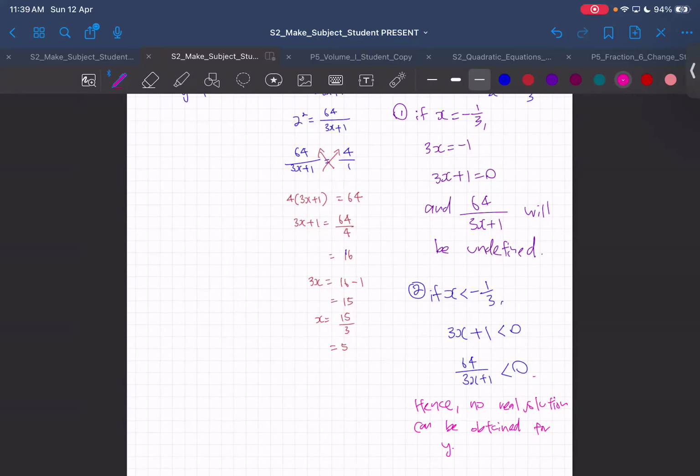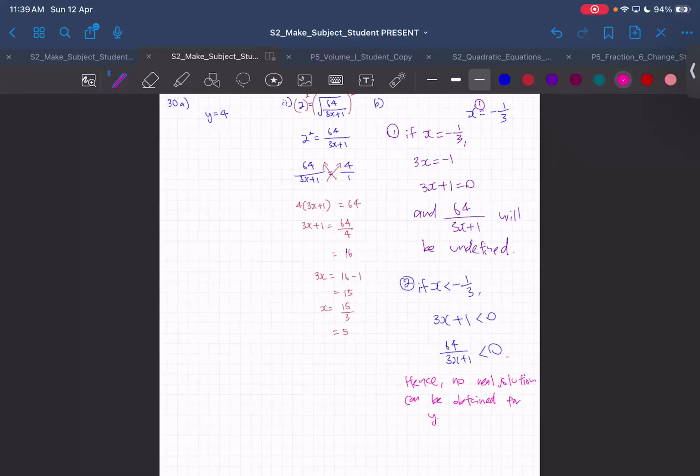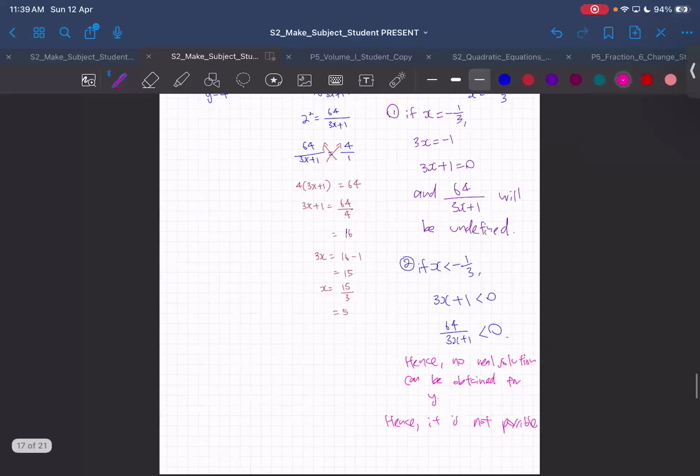Okay, understand? So hence, it is not possible because both case 1 and case 2 say that this value will be undefined. So it is not possible to find a value of y.